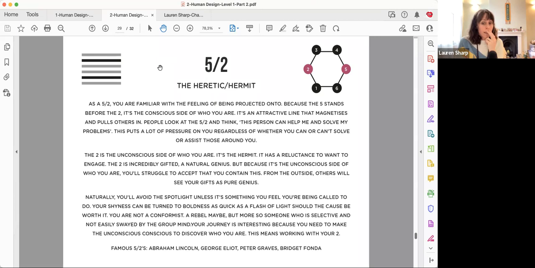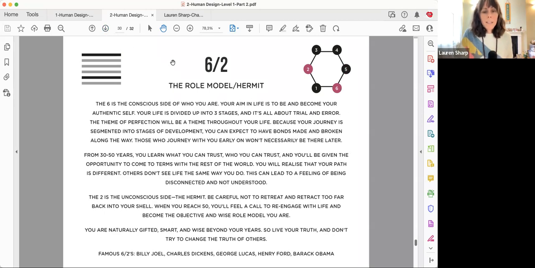It's that aspect of the 2 that wants to withdraw, unconsciously or consciously, when it has too much to deal with, versus the 2-5 where it knows it needs to withdraw. And then the 5 is getting comfortable with accepting that it actually needs to step up a little bit. And then the 6-2, that role model hermit.